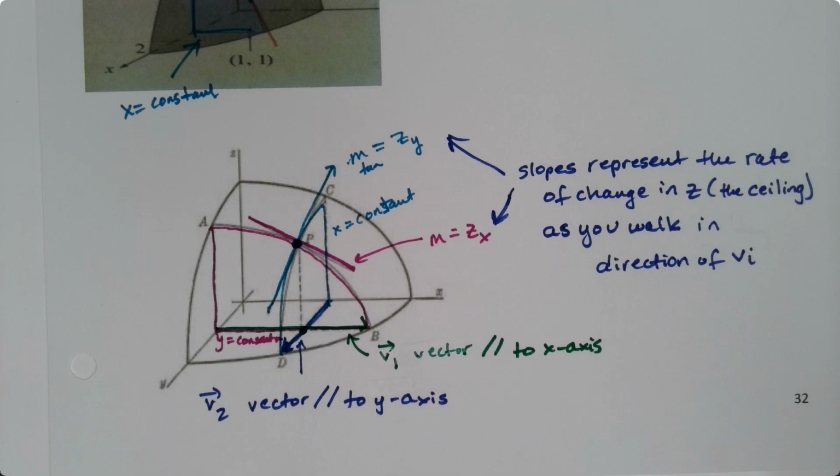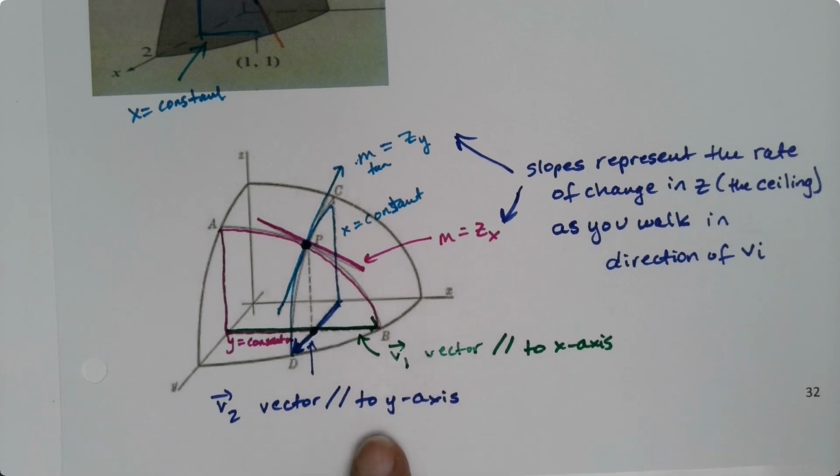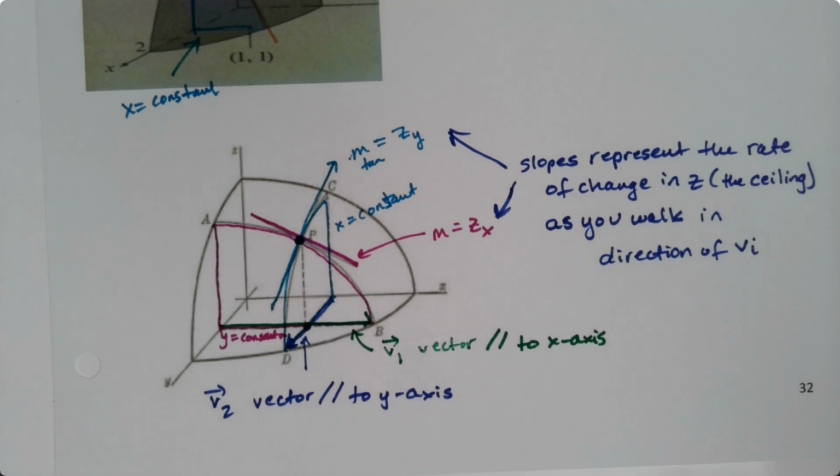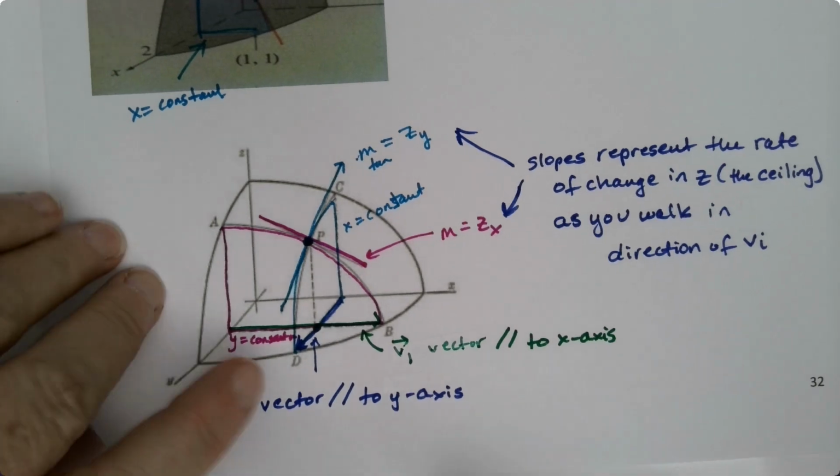All right. So if that's the case, then the question becomes, how do you determine the rate of change if you want to move in any direction? Not just parallel to the x-axis and parallel to the y-axis, but you want to go any which way you want, right? We need a way to do that. But first we want to visualize it.